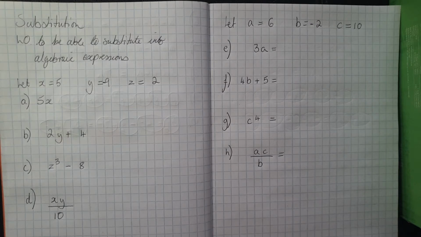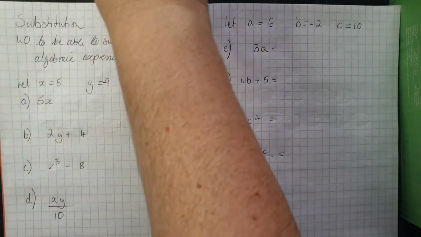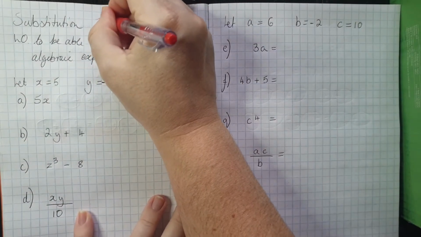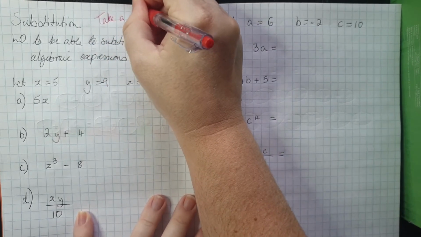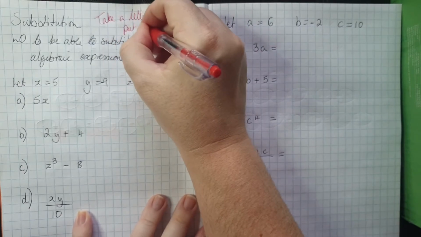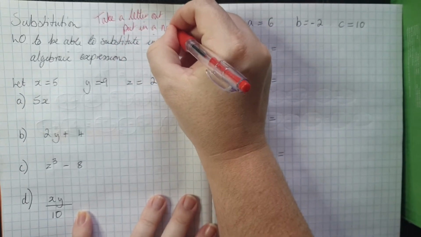In basketball, you take one player off, you put one player on. In football, you take one player off, you put another player on. In netball, you take one player off, put another player on. So you're all used to doing this within games. However, in algebra, what we're going to do is take a letter out and put in a number.